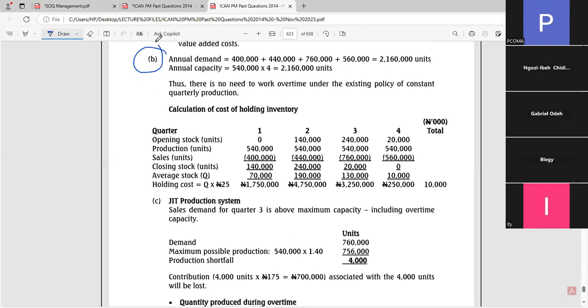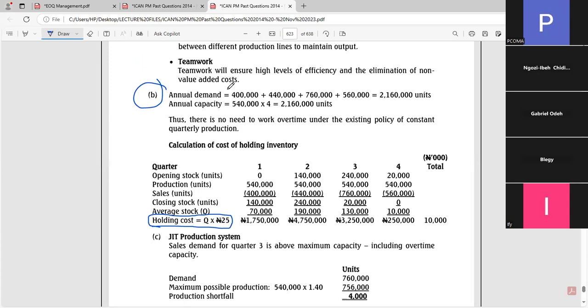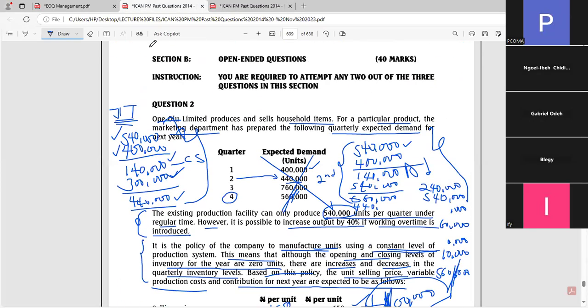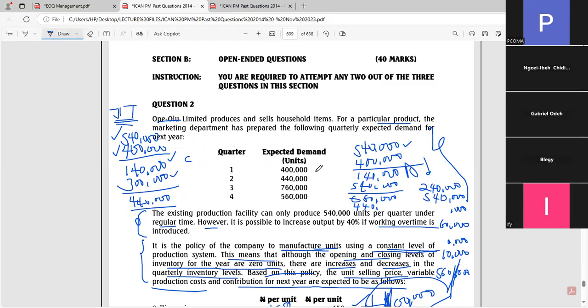Now, B. What we're looking for is our holding cost. I told you that your demand is supposed to be annual demand. So our demand is 400,000 plus 440,000 plus 760,000 plus 560,000. That gives us 2,160,000 units. Look at what they did here. They added everything here to give us the total quantity, that is the demand. I'll tell you why they added, we don't need it.